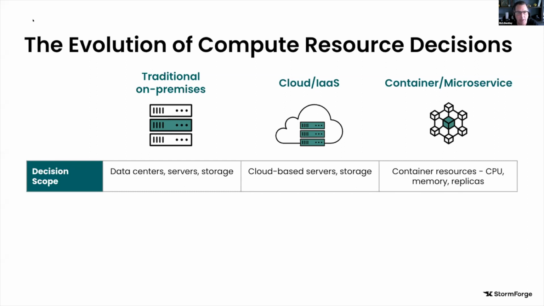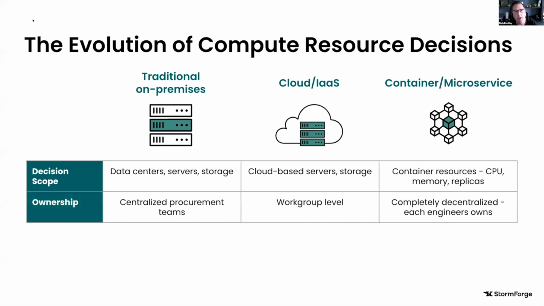CPU, memory, replicas, things like that. When we talk about who owns those decisions, in traditional environments, everything had to go through a centralized procurement team, right? Those were the folks that had the authority to approve those major capital expenditures in most cases. When we moved to the cloud, it probably moved to more of a work group type level. What do we need to run our application for our team?